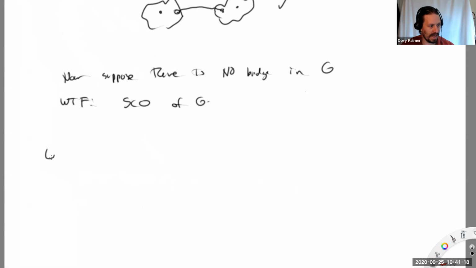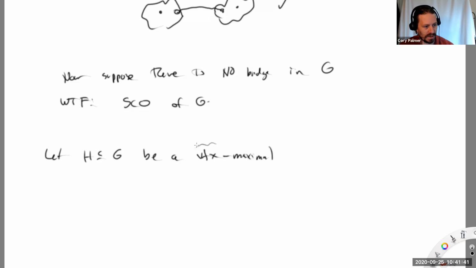Okay, so let me say, I've written this a little bit different than what's in the notes. I'm going to change the notes to reflect this. It's the same argument, just a little bit different terminology. Okay, so let H be a subgraph of G. This is actually going to be vertex maximal.